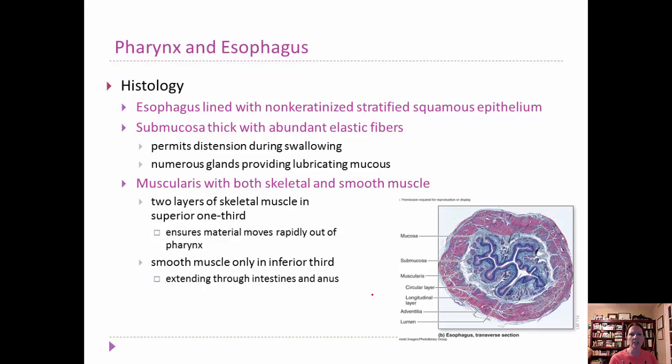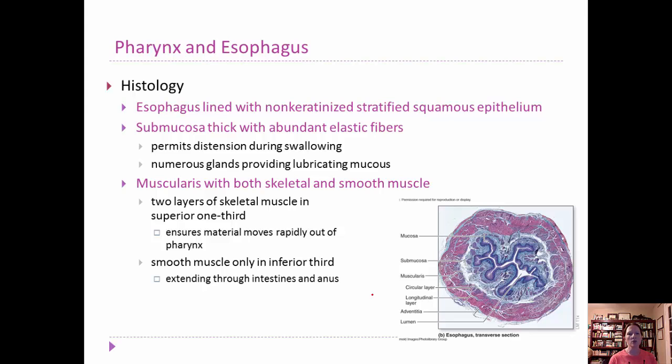But what's a little bit different here is that we are going to start to coat it with a little bit more mucus. So you have lots and lots of mucus that's being secreted here in the esophagus. And that is going to help move that bolus down a little bit easier to the stomach.